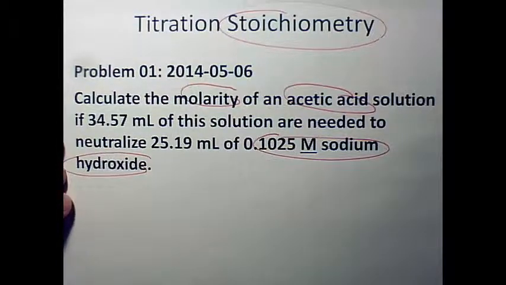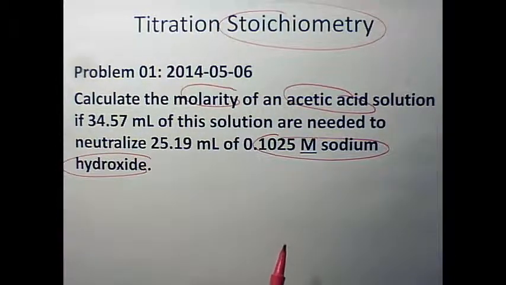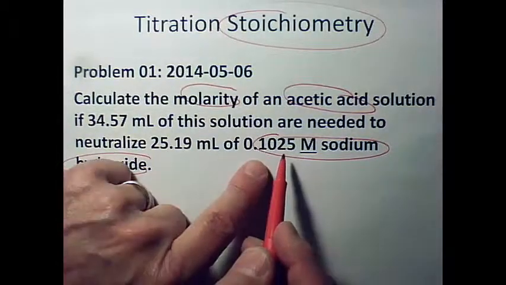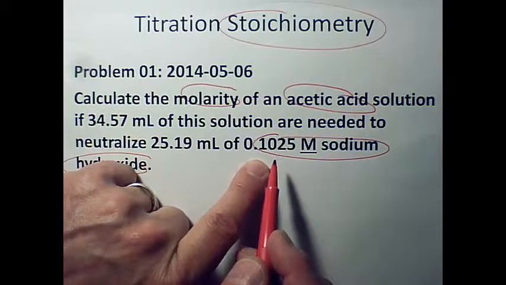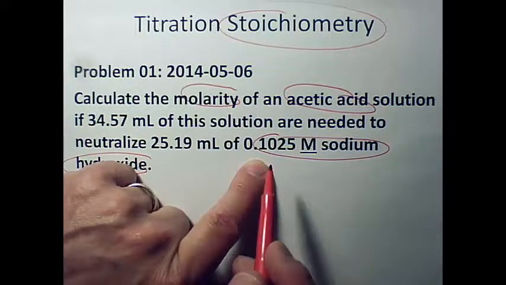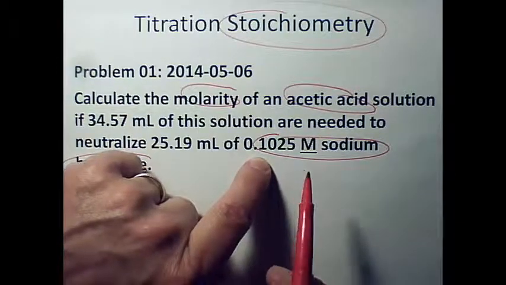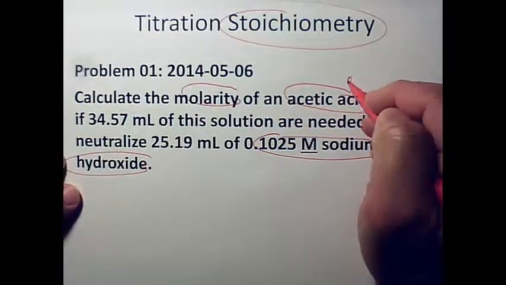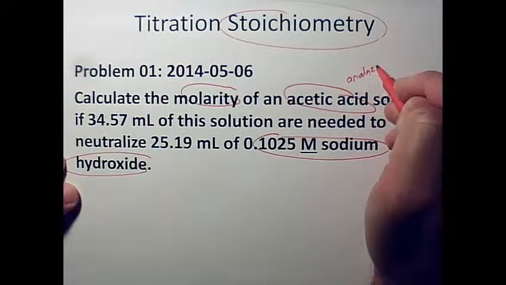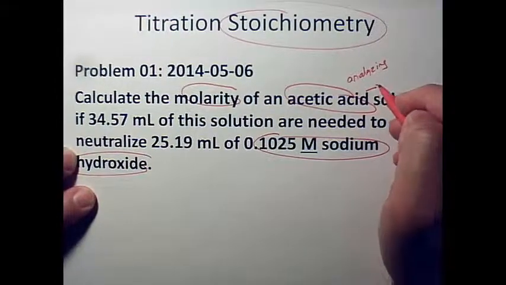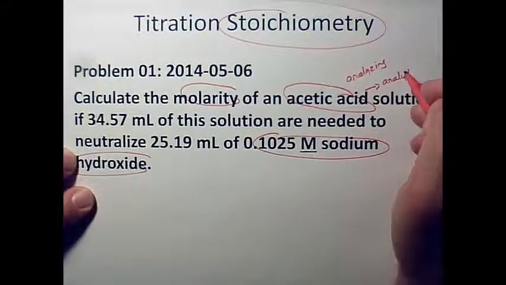We need to figure out a couple things as far as terminology here. What is the chemical species we are analyzing here? Sodium hydroxide? Well, we know its concentration. We don't know the concentration of, we're trying to find the concentration of acetic acid. So that's what we're analyzing. Okay, we're analyzing this because we don't know its concentration. And so this species is called the analyte.